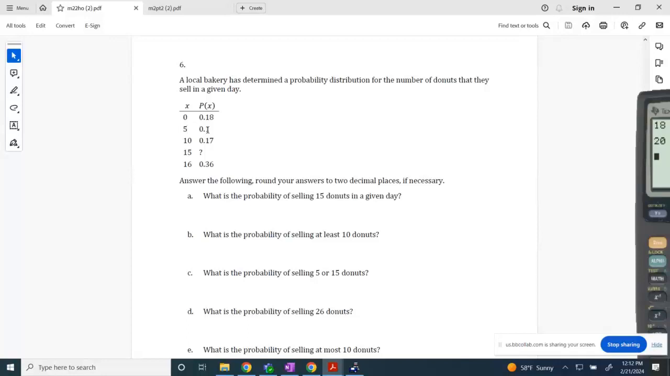For selling 5 donuts in a day, it's 0.1. For 10 donuts, it's 0.17. For 15 donuts, we've got to figure that out. And then for 16 donuts, it's 0.36. So this is a probability distribution. The first column is a random variable. The second column is the probability.